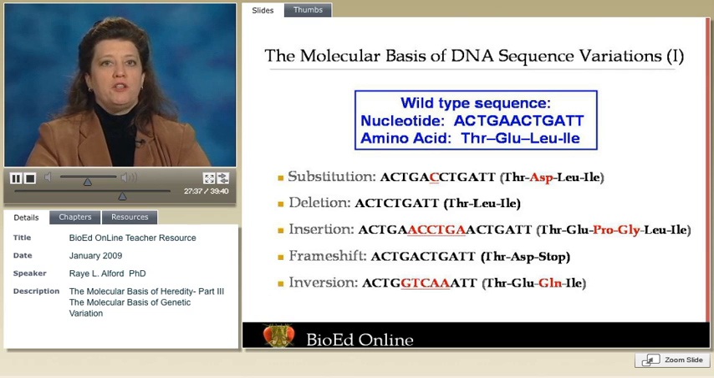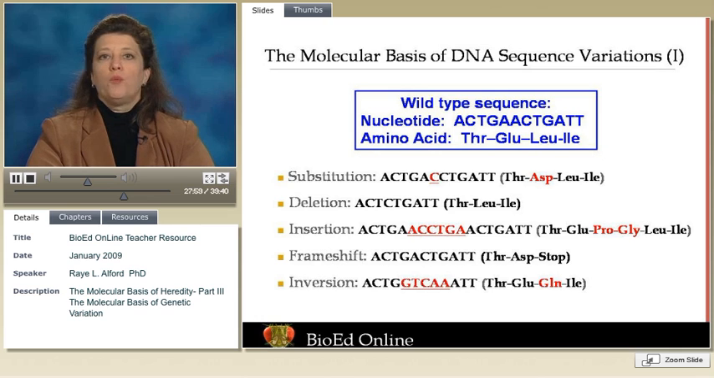Frame shift mutations alter the reading frame of a messenger RNA in such a way that the amino acid sequence downstream from the mutation is altered. Frame shift mutations are often caused by small insertions or deletions in genes and typically result in the appearance of a stop codon somewhere downstream from the mutation. Rearrangement mutations can be inversions or other complicated alterations of the normal sequence of a gene.